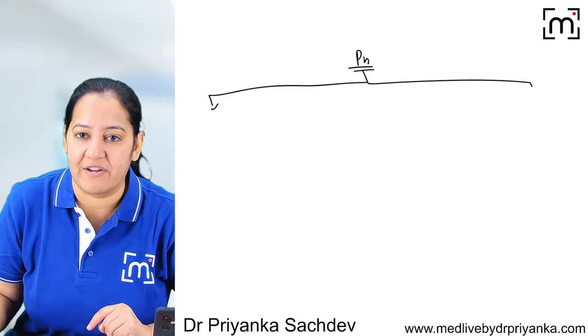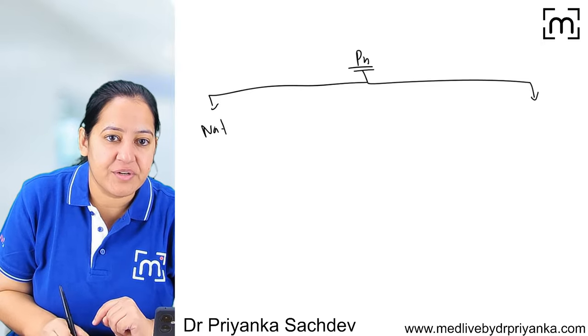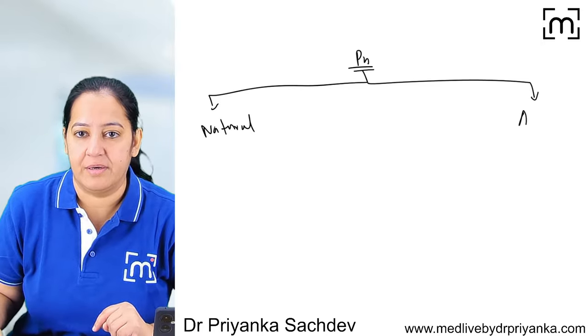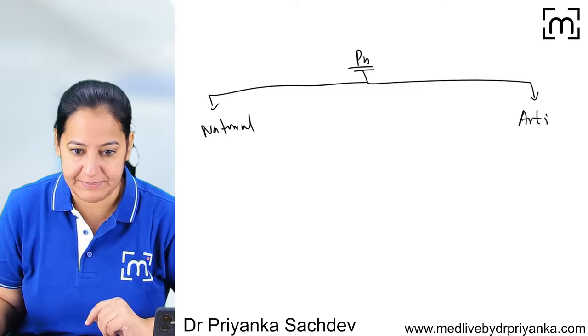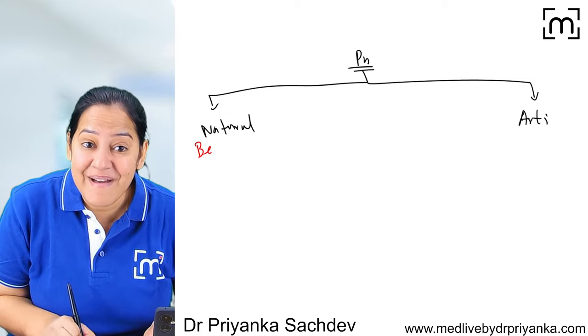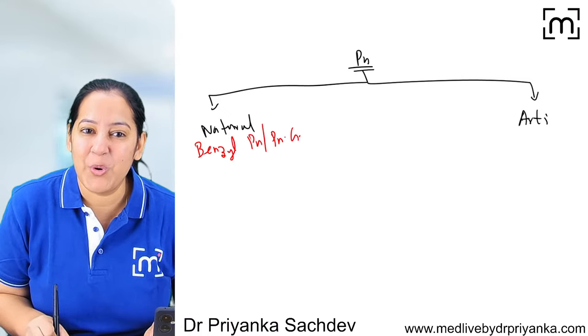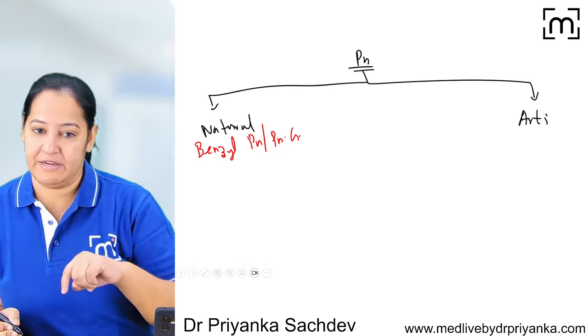Everyone on the screen. Penicillins. There are two types: natural and artificial. The third category I will tell you separately. Artificial or semi-synthetic, one and the same thing. In the natural, we have only one. Can you name that? Benzyl penicillin, also known as penicillin G.